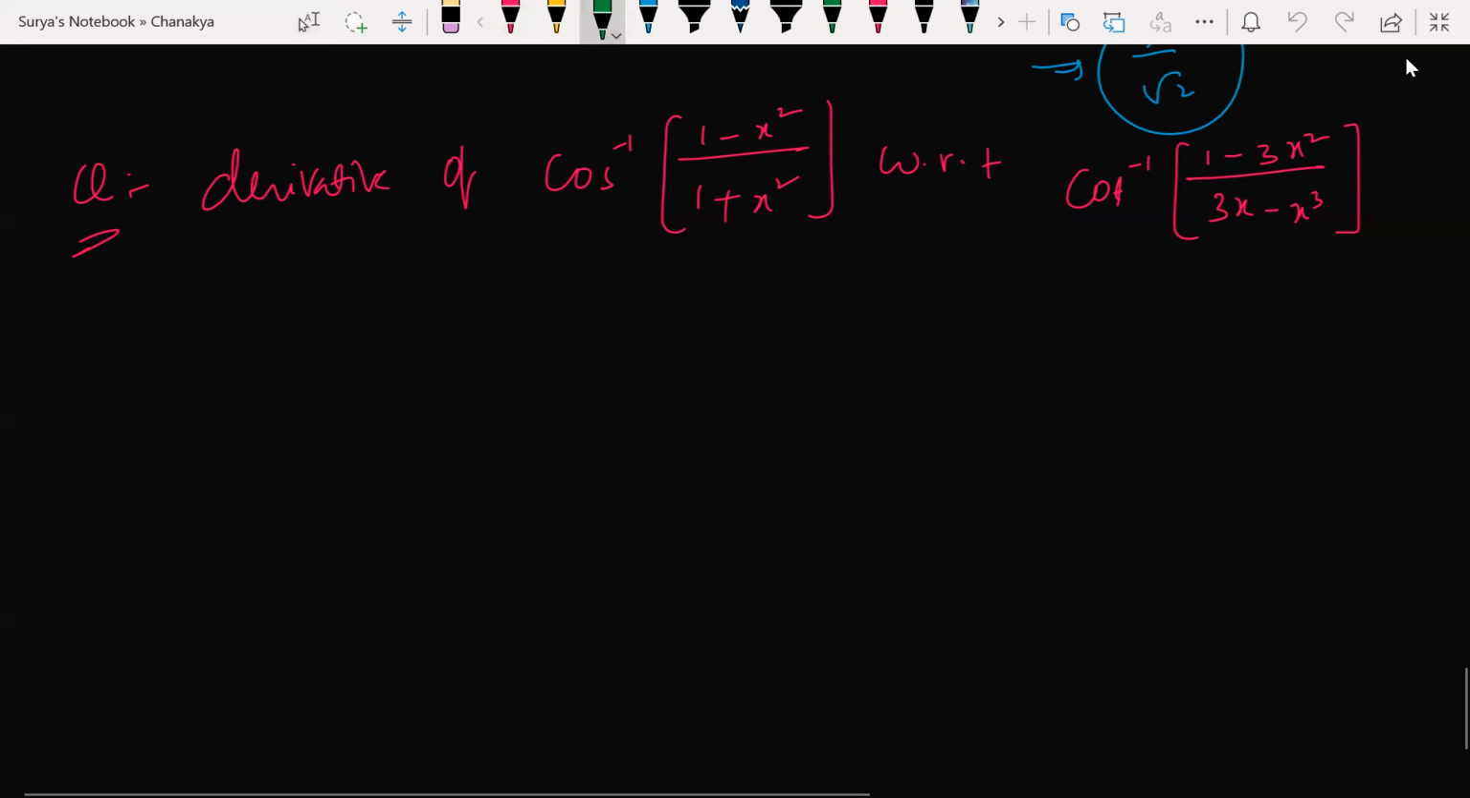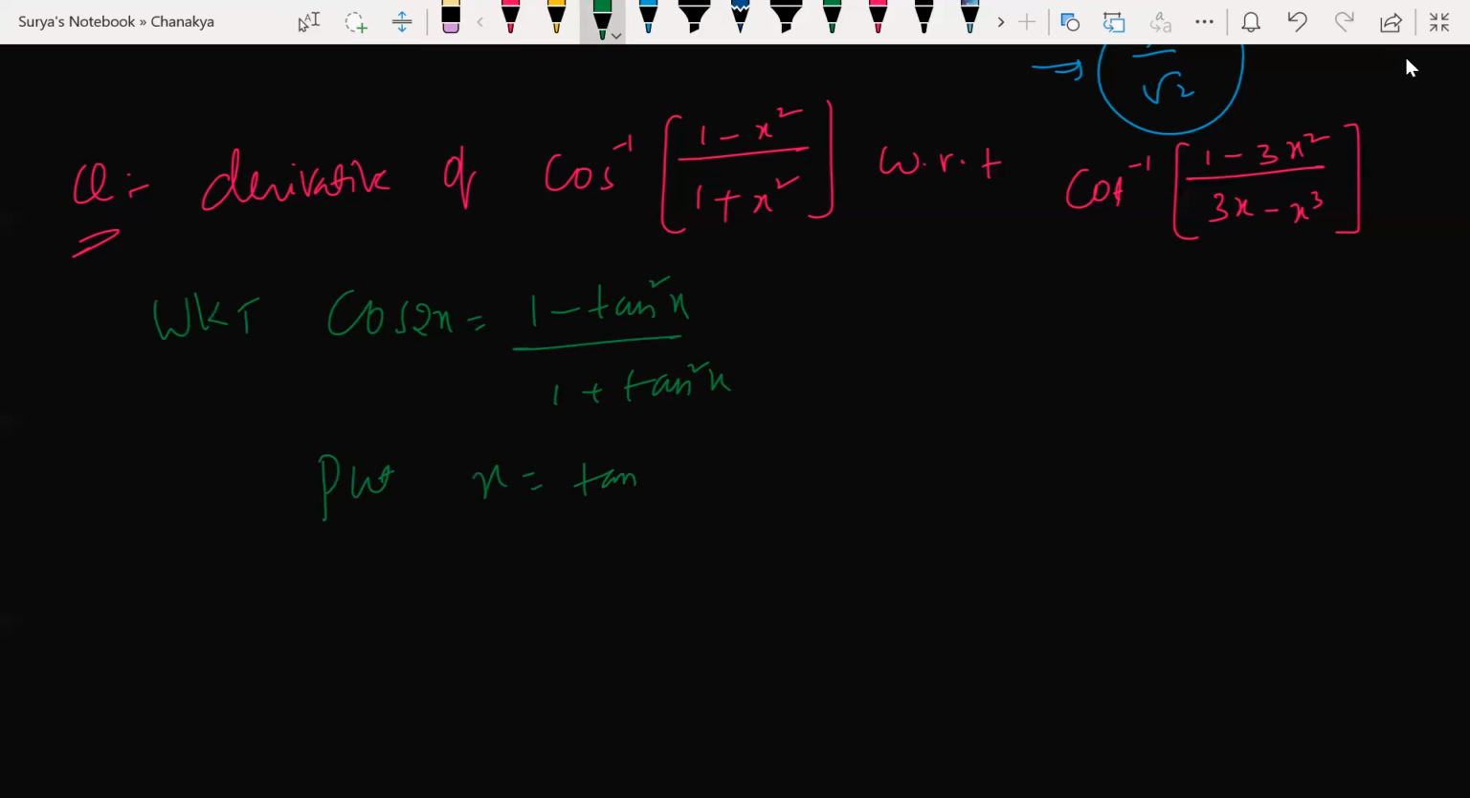Very simple question. As I told you, we know the cos 2x formula. What is the cos 2x formula in terms of tan? It is (1 minus tan square x) by (1 plus tan square x). Correct? Are you able to understand here? Is it clear? Now cos 2x, right? Cos inverse of x value. So put x is equal to tan x.